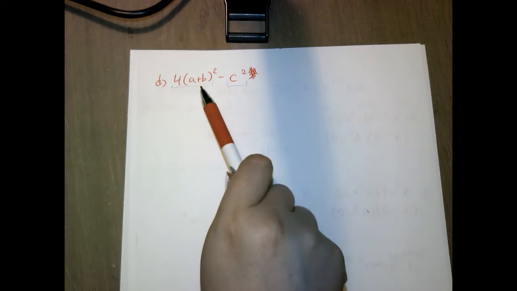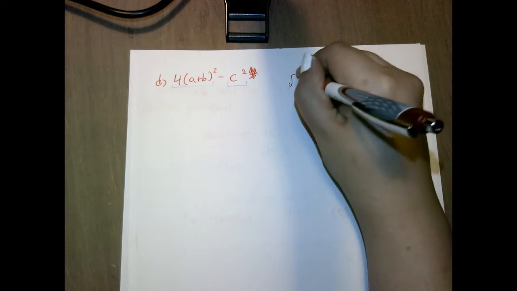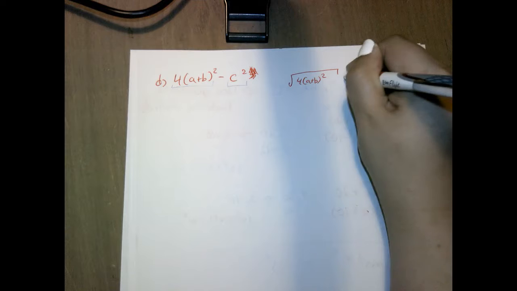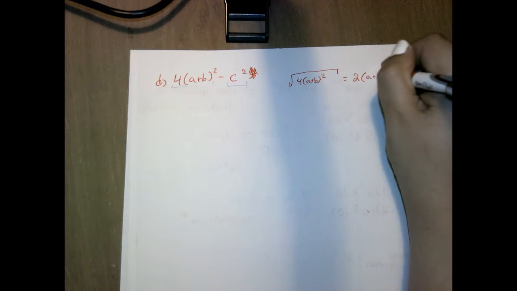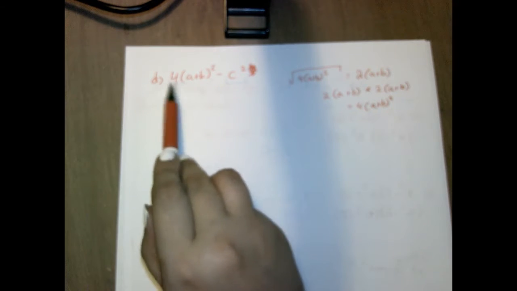So 4 times a plus b squared, if I were to take the square root of that, I'd be left with 2 times a plus b, right? Because if I were to square that, 2 times a plus b times 2 times a plus b is the same as 2 times 2, which is equal to 4, and a plus b times a plus b, which is a plus b squared, right? So the square root of this first term is actually 2 times a plus b.